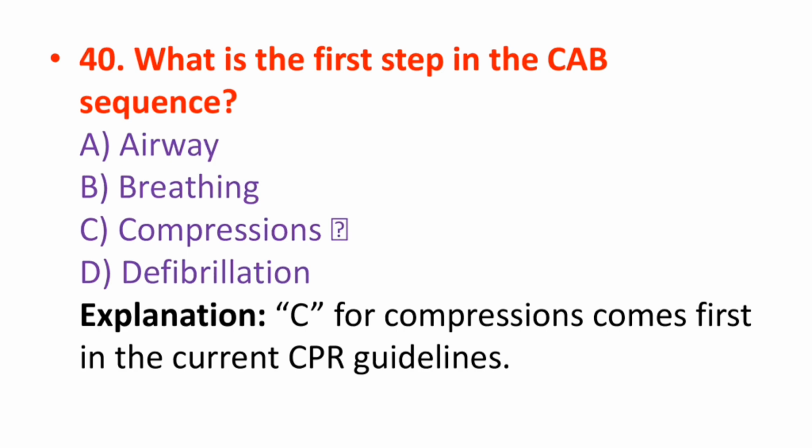What is the first step in the CAB sequence? Option A, airway. Option B, breathing. Option C, compressions. Option D, defibrillation. The correct answer is option C, compressions. C for compressions comes first in the current CPR guidelines.